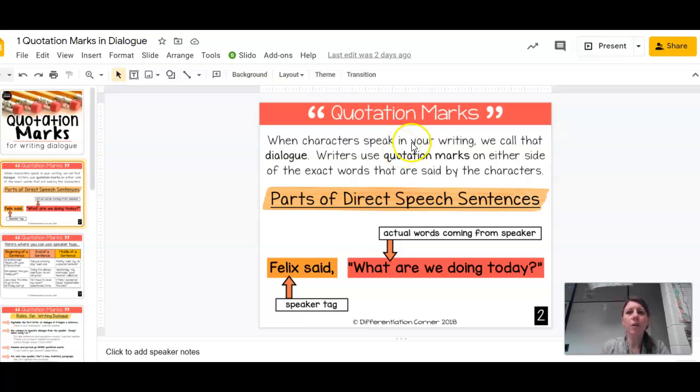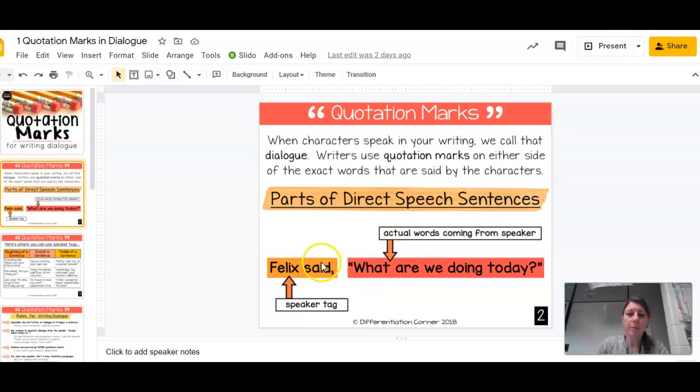I want you to look over something at home and see if you can notice where the punctuation is, how the paragraphs are indented. Look at some of those things for examples. Okay? Writers use the quotation marks on either side of the exact words that are said by the character.